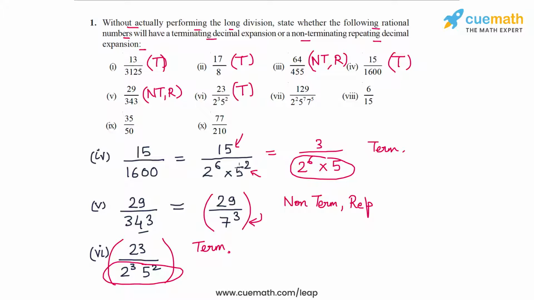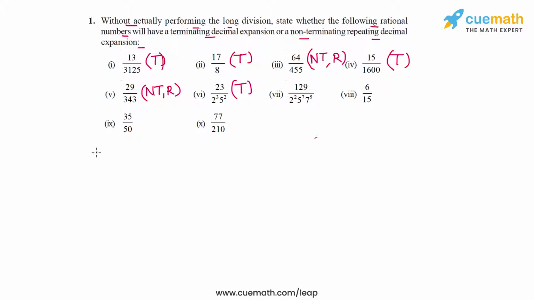Now let's go to the next number. The next number, which is in part 7, is 129 by 2 square into 5 to the power 7 into 7 to the power 5. Now this number is in its lowest form because there is no common factor between the numerator and the denominator. The numerator is neither even, it's not a multiple of 5, it's not even a multiple of 7.